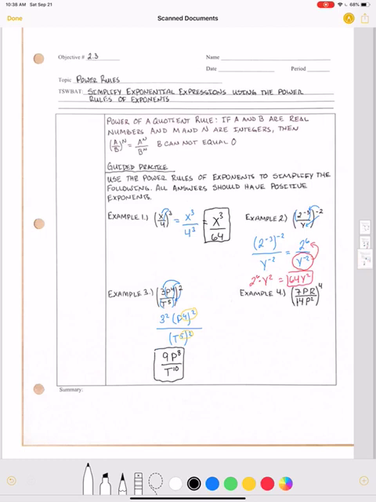Lastly, I have example 4, 7pr over 14p squared raised to the power of 4. Now, if we want to make this a little easier on ourselves, what we can do is realize that 7 over 14 can be reduced to 1 over 2. I have p to the 1st over p squared. That means I have p to the 1 minus 2 power, and I have an r.